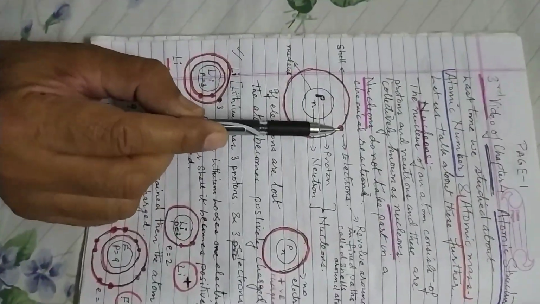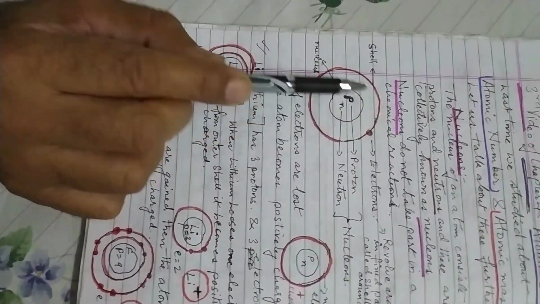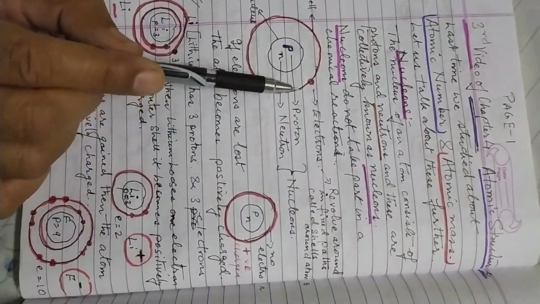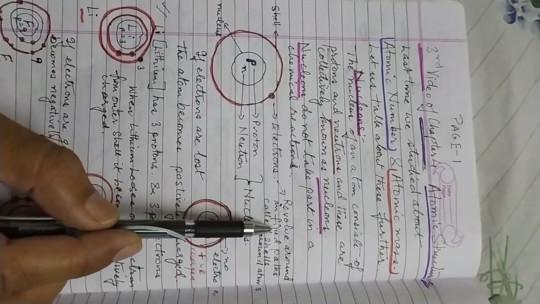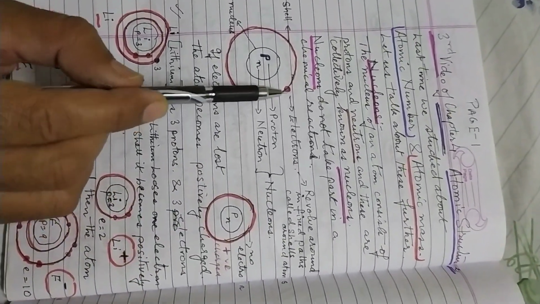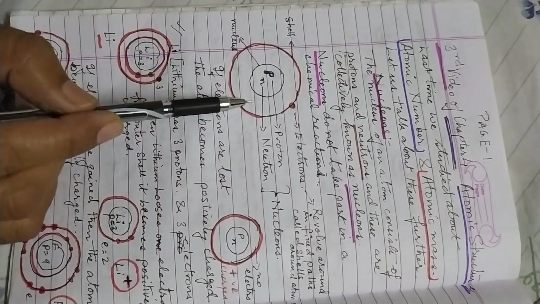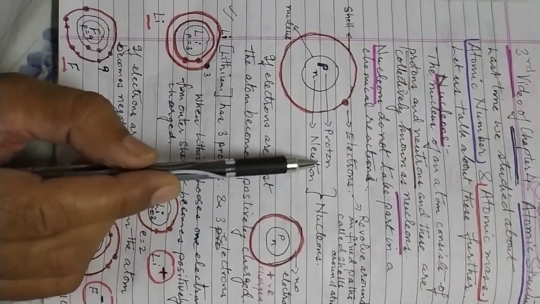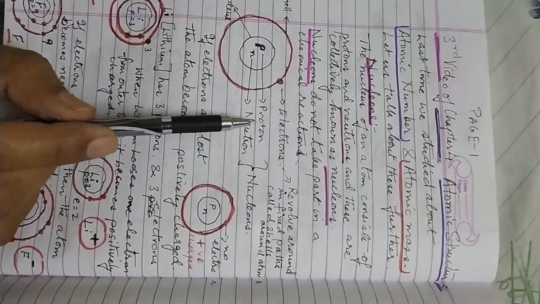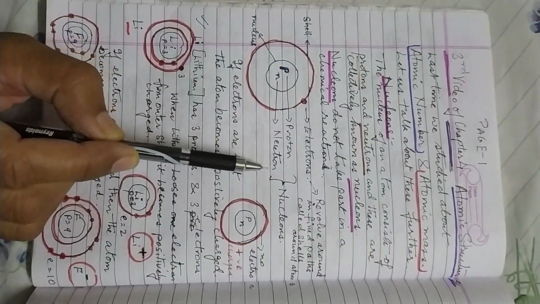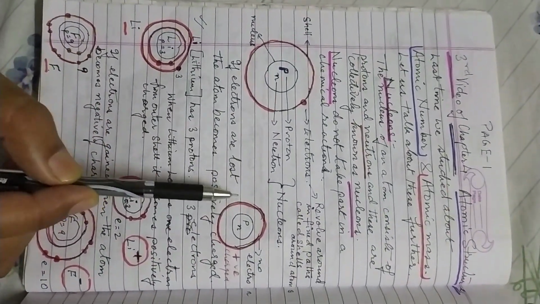The electrons are found outside in the shells, and they revolve in fixed paths called the shells around the atoms. They move in fixed paths. And these nucleons, protons and neutrons, remain inside the nucleus, so they do not take part in chemical reactions.